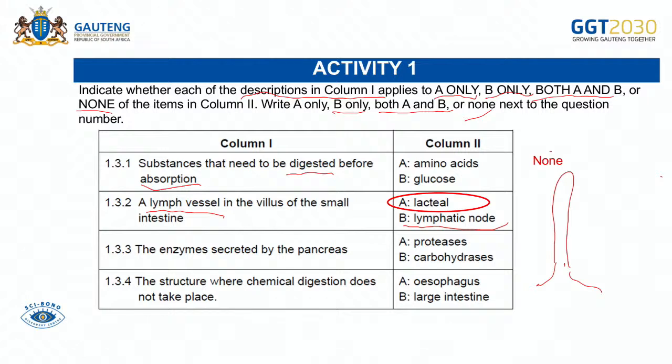The next question is the enzyme secreted by the pancreas. Do you remember the tip I gave you? Here now you must tell us which ones they are. Is that proteases or carbohydrases? Which ones? Do you remember what I told you? So let's see if you got the answer right. Think and write the answer down. Please do not cheat. Right? So let's see.